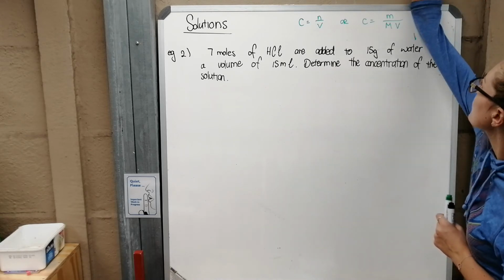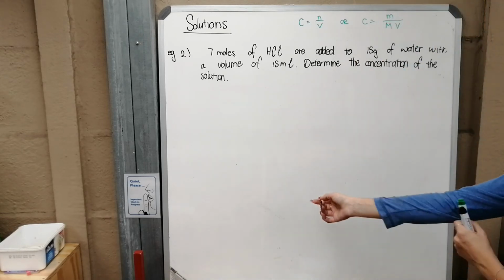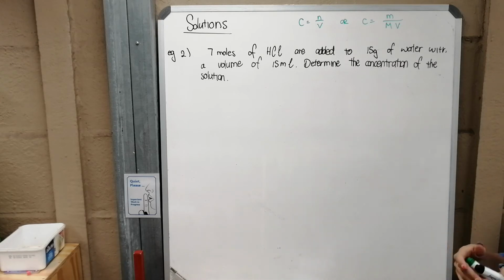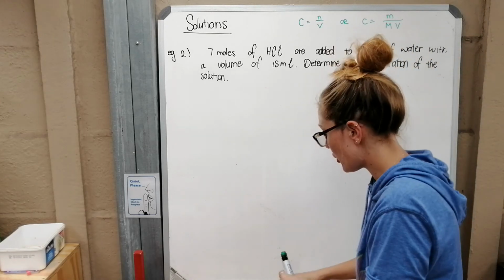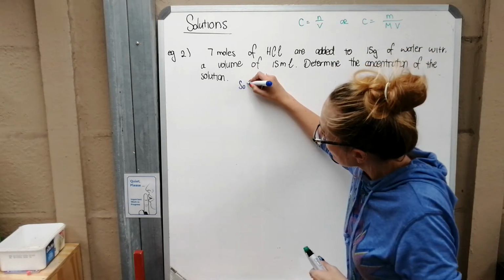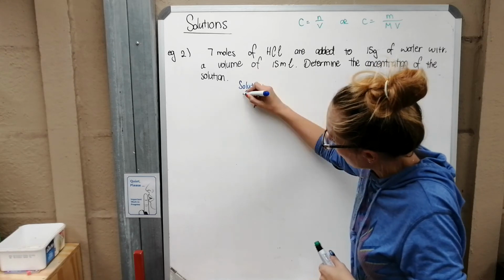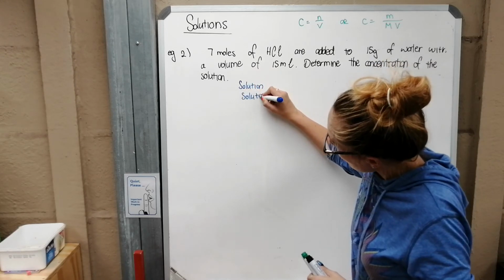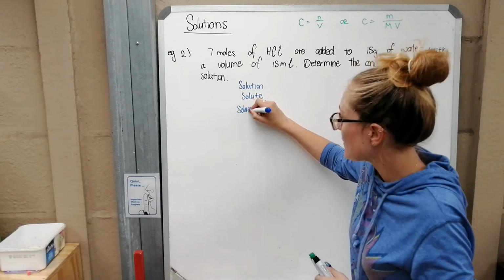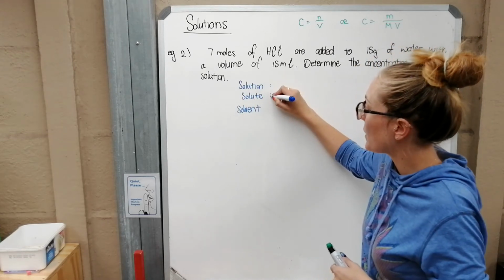So you do not use that formula, please. Okay, so let's first identify what we have. Remember, that's what I like to do. I've got a solution, I've got a solute, I've got a solvent. I like to identify which is which and write down what information I know about each.